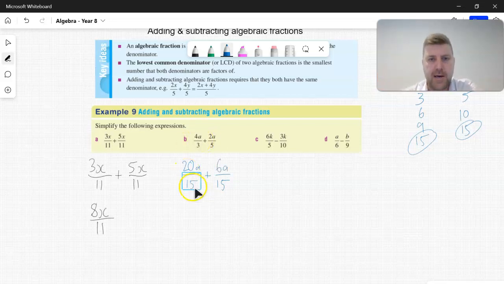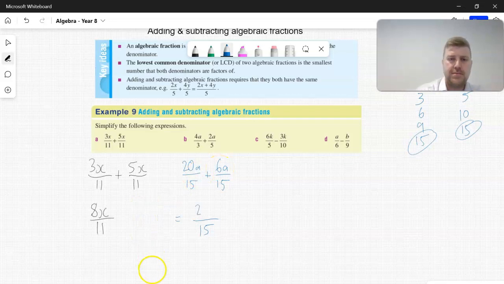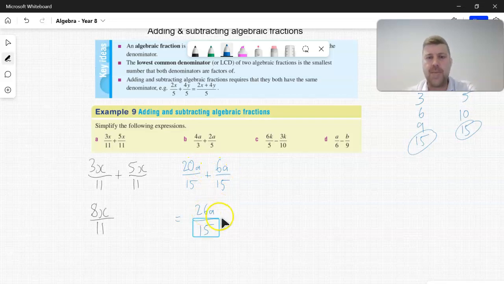At this point, my two algebraic fractions have the same denominator of 15. So my answer is also going to have that denominator of 15, and I simply add my numerators. 20 plus 6 is 26, and because they're like terms, 20a and 6a added together give me 26a. All right. Now, don't forget you can simplify fractions. In this case, 26 and 15 don't have common factors, so I can't simplify this one.